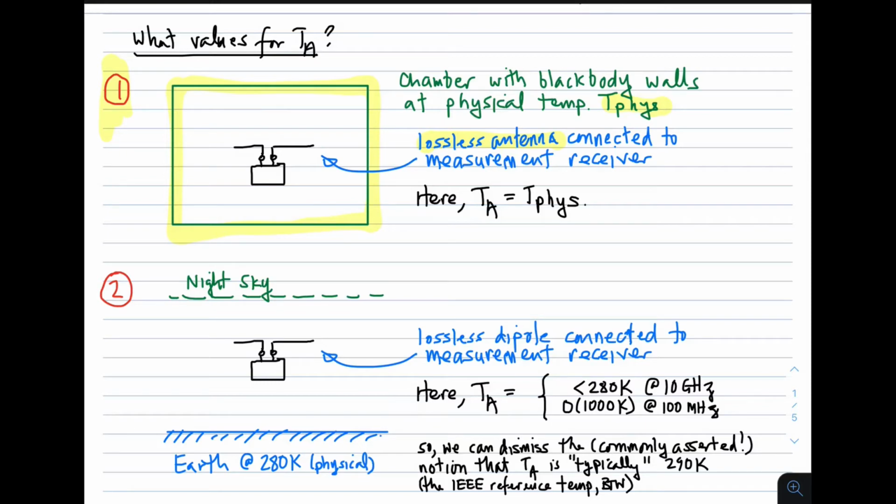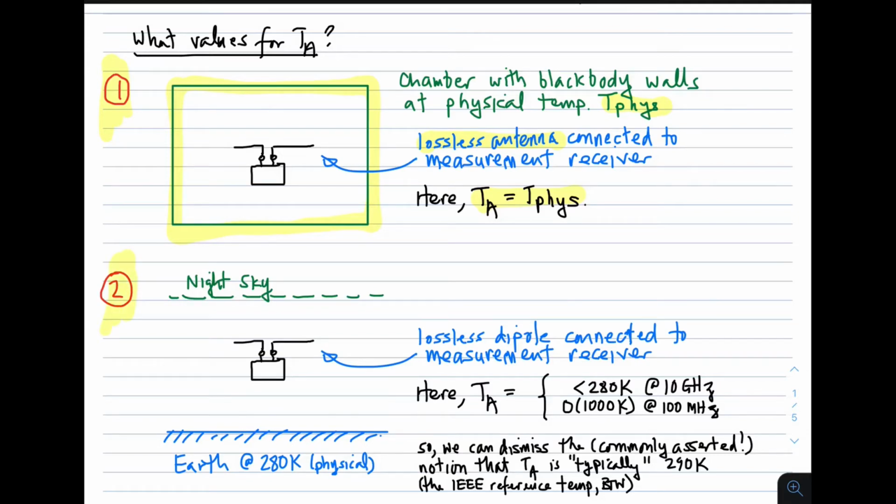But the walls will radiate because they have heat. And whenever you have heat, you have vibrating electrons. And whenever you have accelerating electrons, you have radiation. That thermal noise is what the antenna will measure as the antenna temperature. And in this case, T sub A, the antenna temperature, equals the physical temperature of the walls.